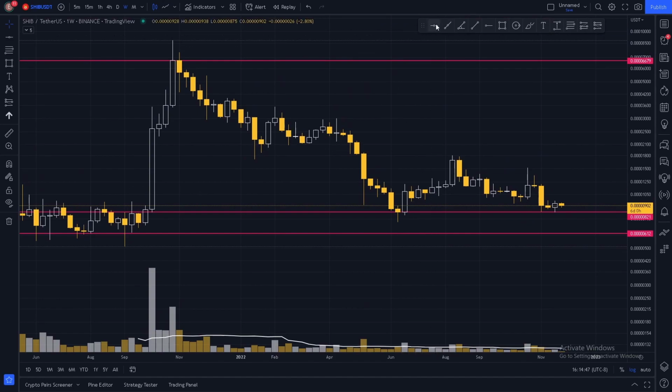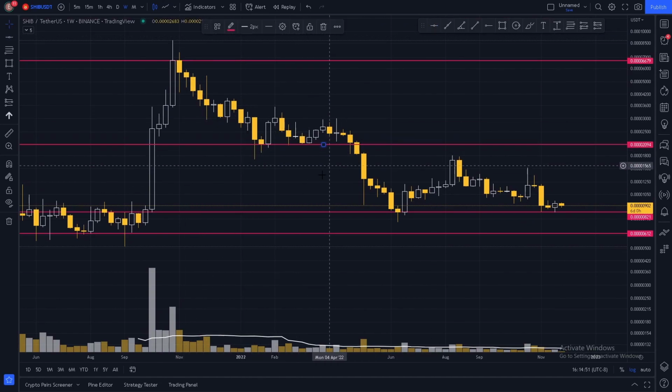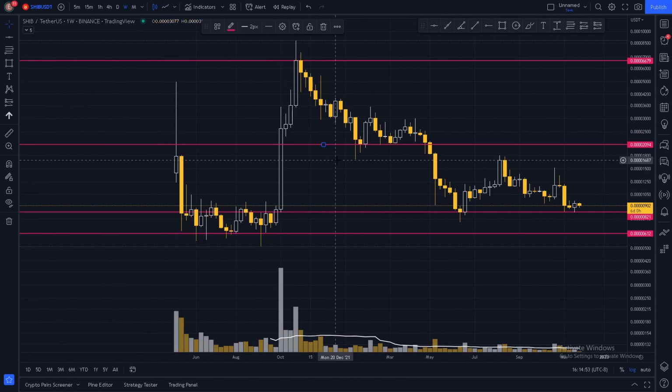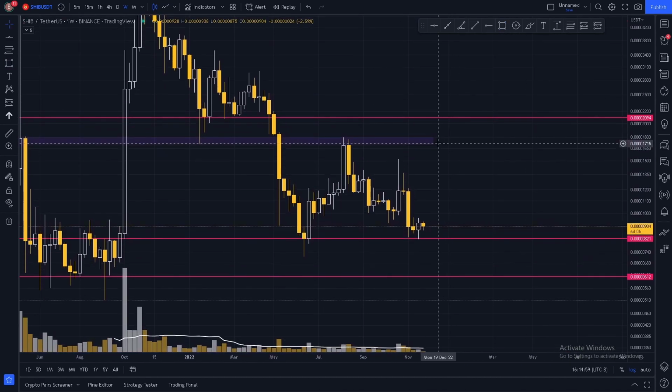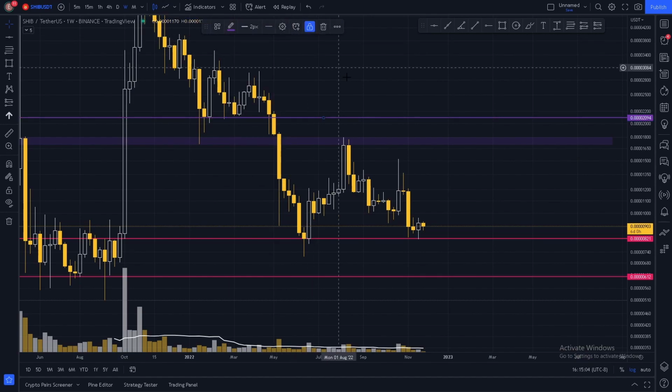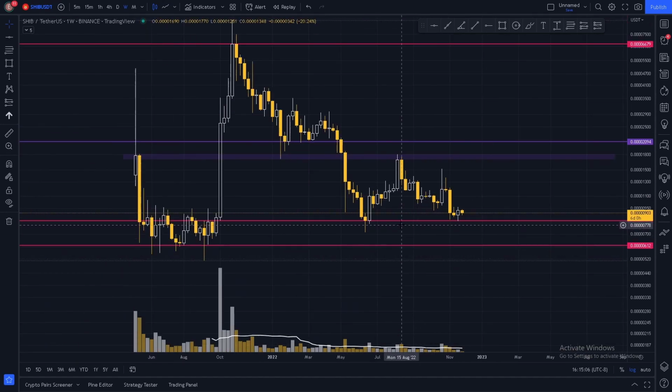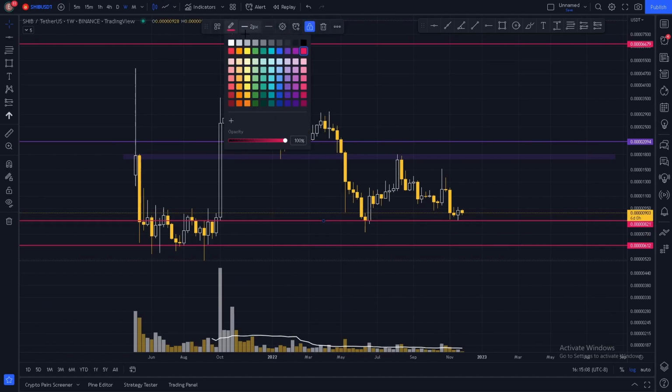So, we also notice a key level right here, acting as support. And we can also plot in a key level right here. Now, always remember to color coordinate your levels to the time frame you're working in.